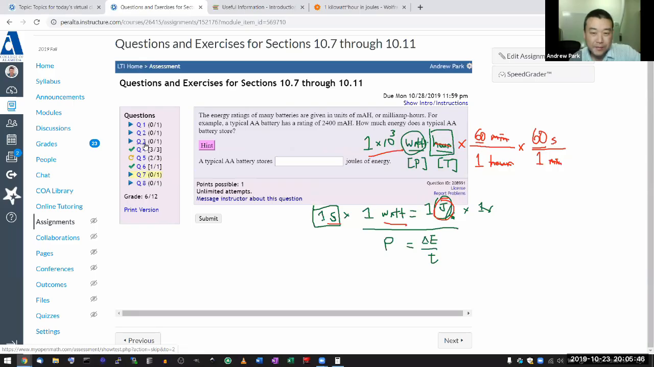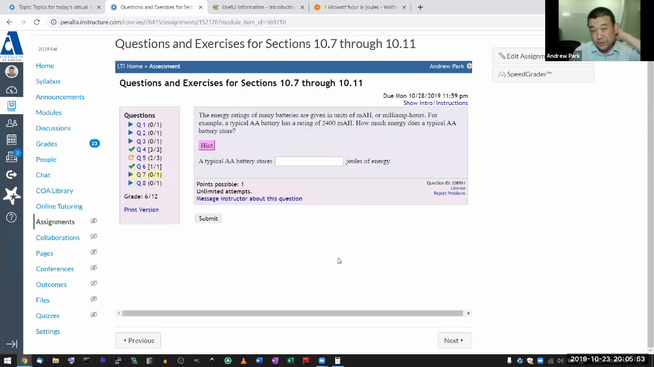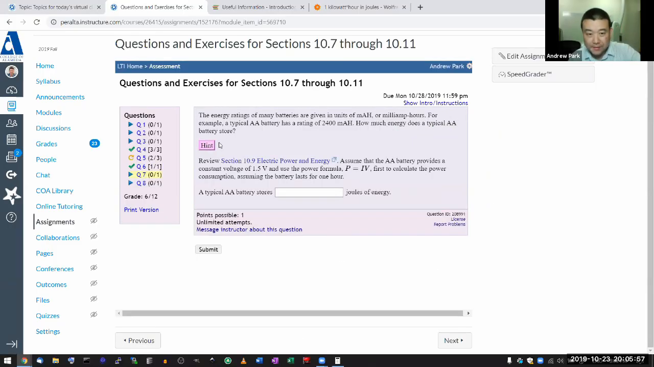Question 7. Yeah, I should do this one. I remember getting questions about this one in the previous semester. So this question gives you all the information. I think the hint kind of tells you. The one thing you do have to know, which is why I give it to you in the hint, is that a AA battery provides a voltage of 1.5 volts. You kind of just have to know that.